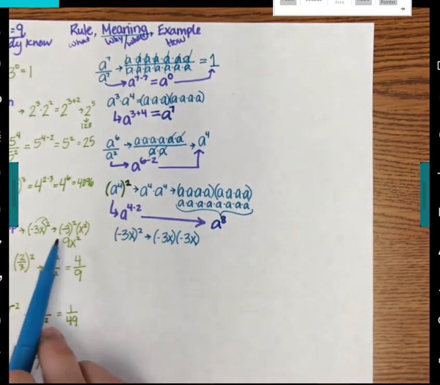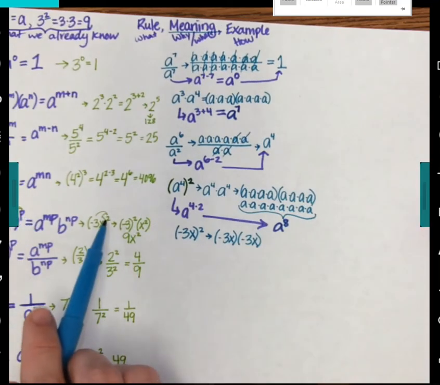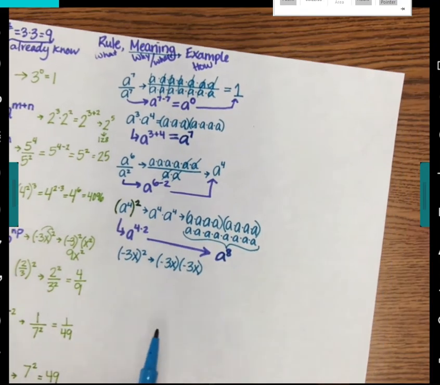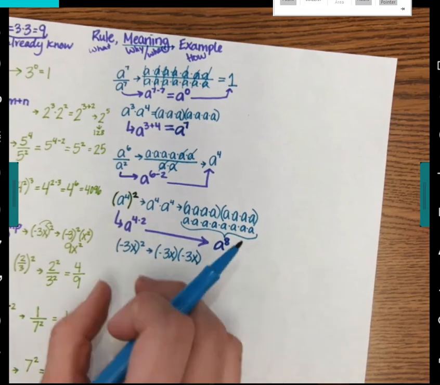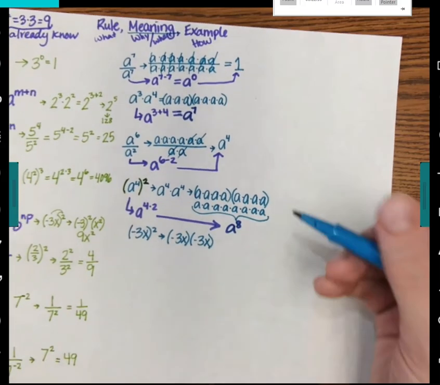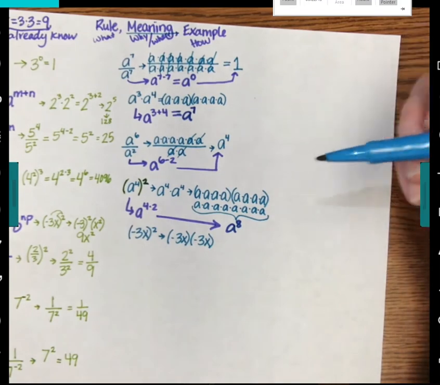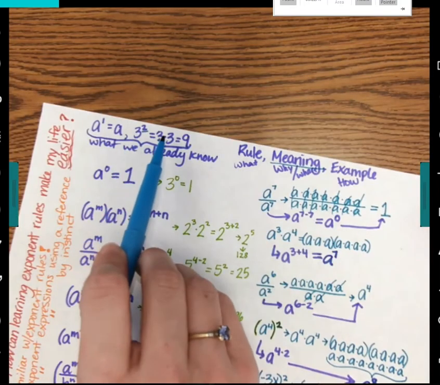So I use this here. Here, we showed it to you as distributing, right? The 2 went to the number and to each variable that it has. Here, I'm showing how we do it this way, right? Just going back to the definition. All of this blue is just showing the definition of exponents, saying that an exponent tells you how many times you multiply the base by itself.